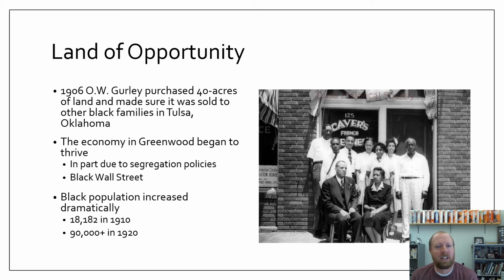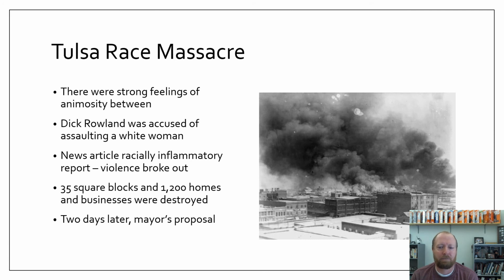And there was a lot of tensions at this time period. And these tensions led to what's known as the Tulsa Race Massacre. This animosity grew. And there was one small event that triggered this. Dick Rowland was accused of assaulting a white woman. Now, it's unclear exactly what happened.